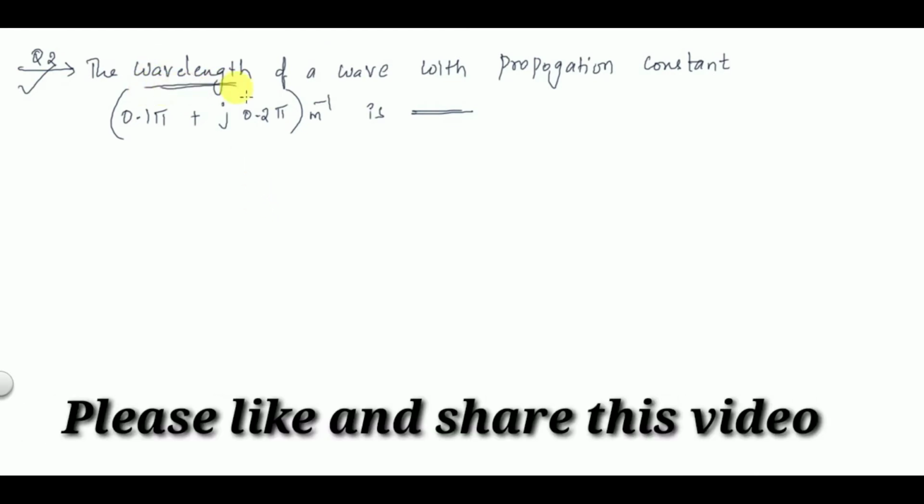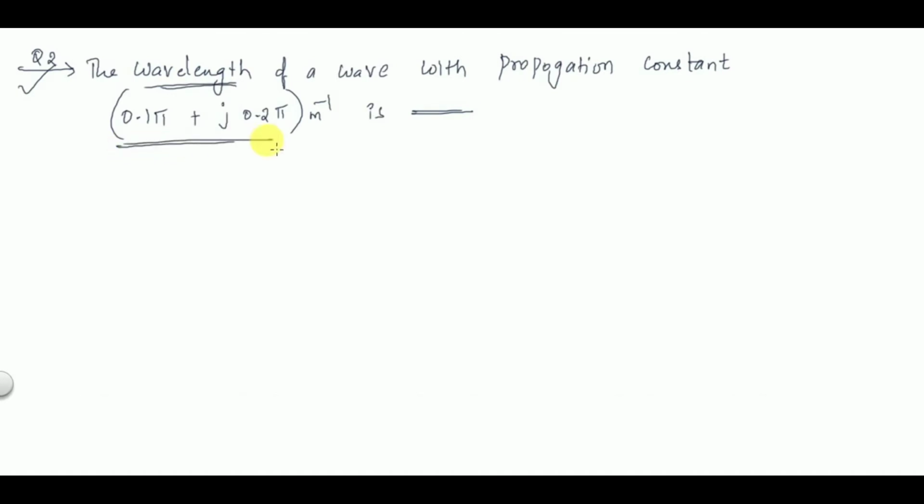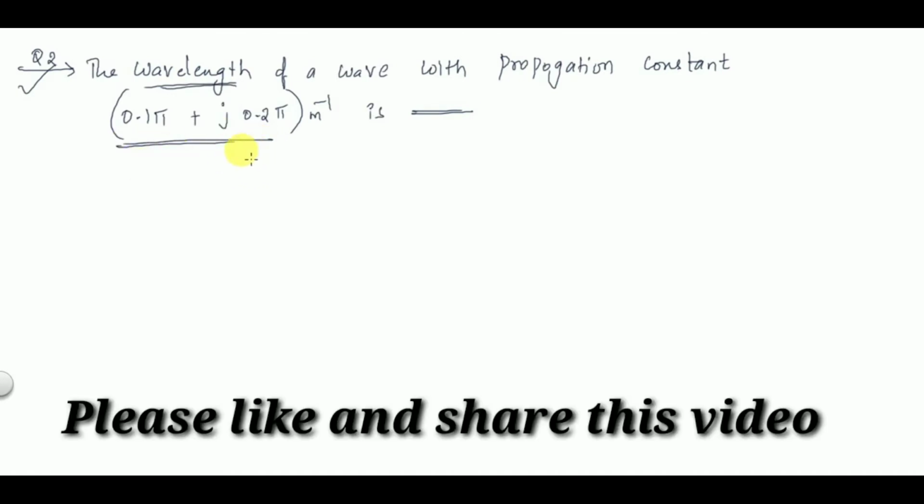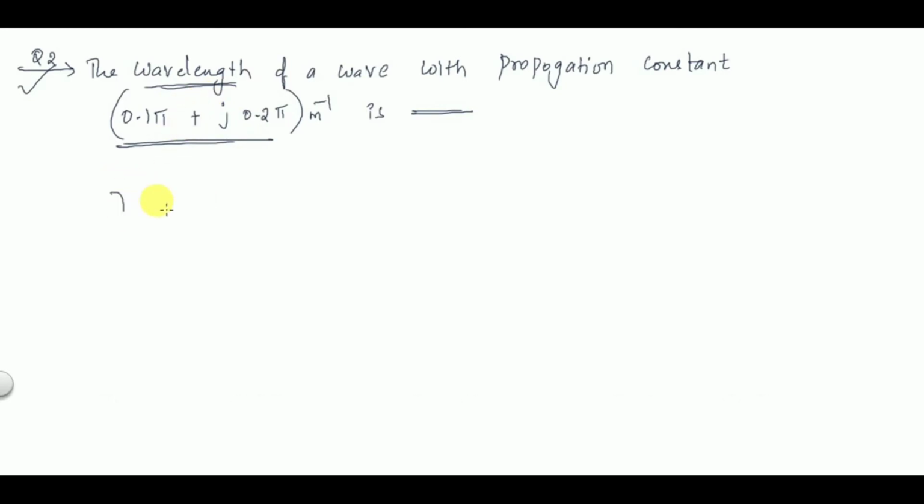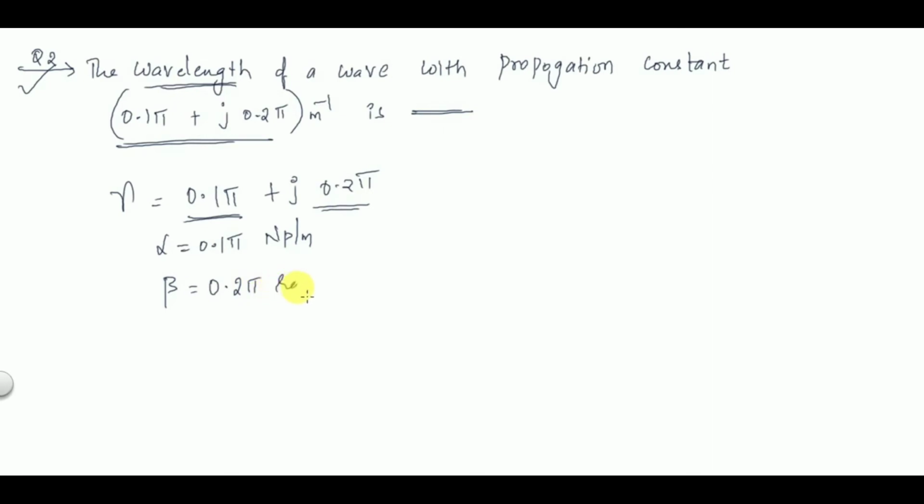He has asked to find the wavelength of the wave with a given propagation constant. So gamma is equal to 0.1 pi plus j into 0.2 pi. The real part of gamma is called the attenuation constant alpha, which is 0.1 pi Nepper per meter, and the imaginary part of gamma is called beta, the phase shift constant, which is 0.2 pi radians per meter. So we have got the alpha and beta values from the given value of gamma.